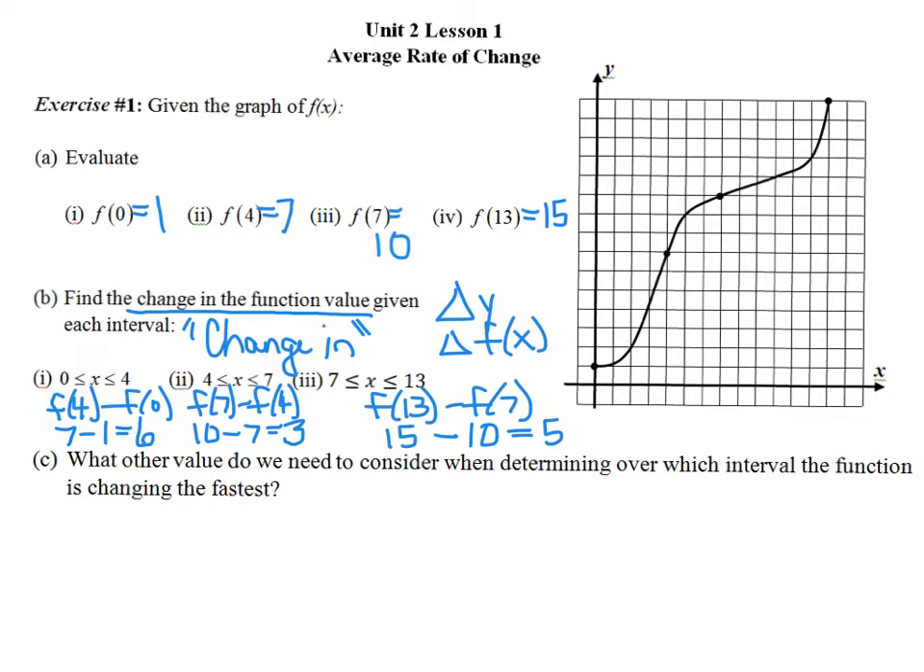For part C, we have to actually consider something else. What other value do we need to consider when determining over which interval the function is changing the fastest? Well, clearly we have looked at just the change in the function value. But when we want to decide when the whole function is changing the fastest, we also need to consider that the x-coordinate is also changing. So if the x value is also changing, that has to be taken into account as well.